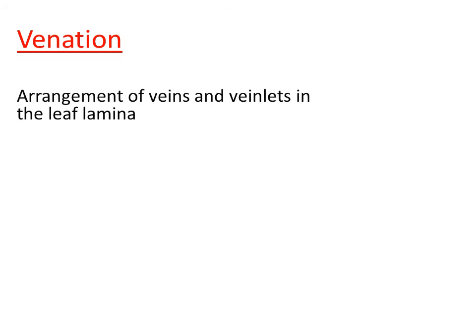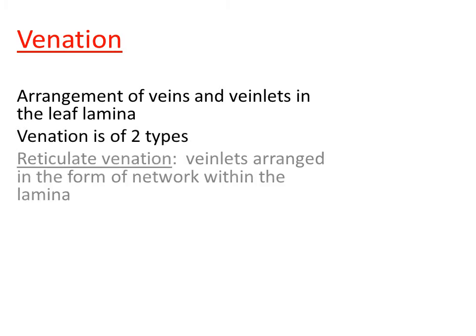The arrangement of veins and veinlets within the leaf lamina is known as venation. So how can we define venation? Venation is nothing but the arrangement of veins and veinlets in the leaf lamina. There are two types of venation that can be seen in different groups of angiospermic plants. Venation is of how many types? Two types. One type of venation is reticulate venation.